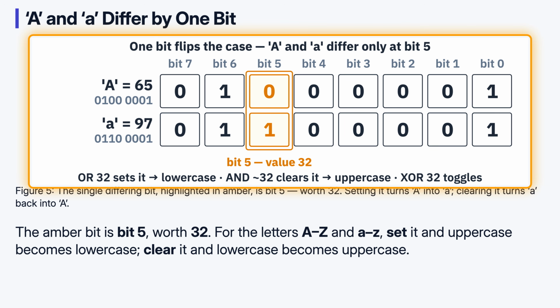The differing bit is drawn in amber. It is bit 5, and bit 5 is worth 32. For the letters A to Z and a to z, that single bit is the whole difference between the two cases. Set bit 5, and an uppercase letter becomes lowercase. Clear bit 5, and a lowercase letter becomes uppercase. On any other character, changing bit 5 just gives an unrelated result. The designers placed the alphabet so that case is 1 bit, which is why letter comparisons and case changes are so cheap on a computer.